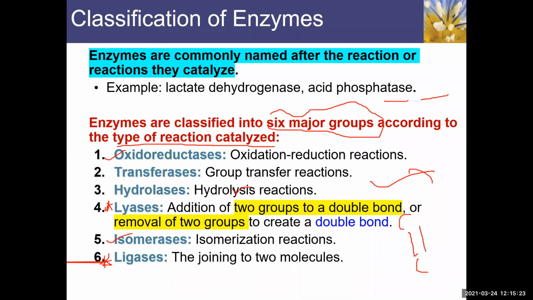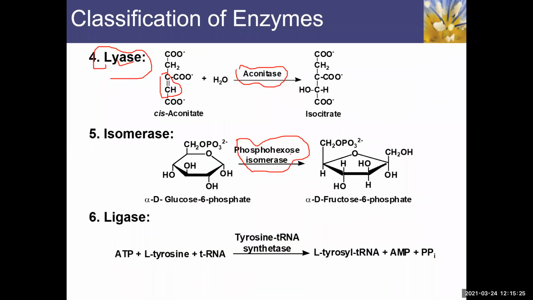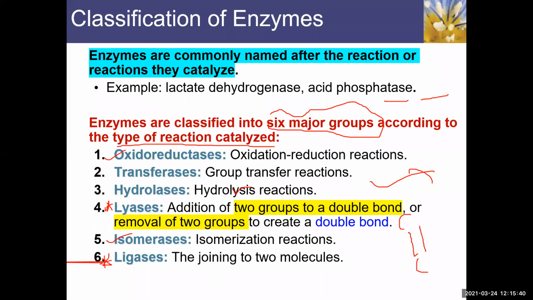Okay. And we usually use ATP in these kinds of enzymes, right? If you see here, we use ATP in the ligases to provide the energy for joining. Okay. So that's all about the six classes of the enzymes.